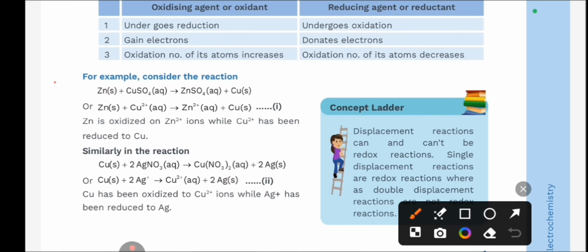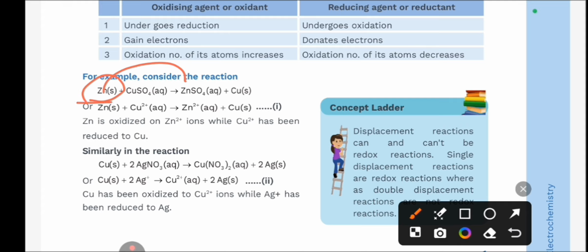Now you can see a few examples are given here. Zinc plus copper sulfate reacts to form zinc sulfate and copper. Here zinc is present. If an element is present alone, then it carries zero charge. When it reacts with copper sulfate, it gives zinc sulfate, where zinc carries +2 charge. Now from reactant to product, zinc to zinc sulfate, the charge increases. So definitely zinc carries out oxidation. In zinc, oxidation takes place.